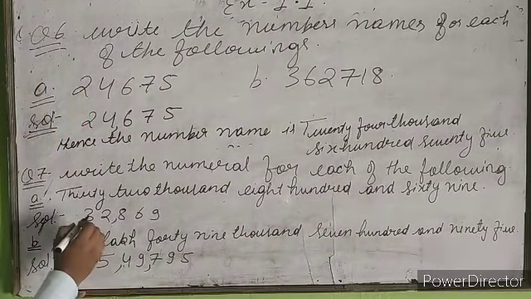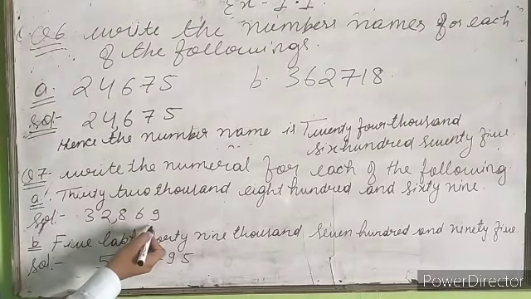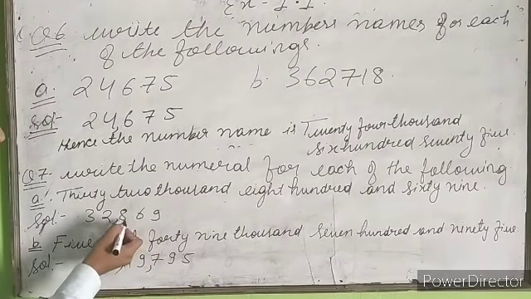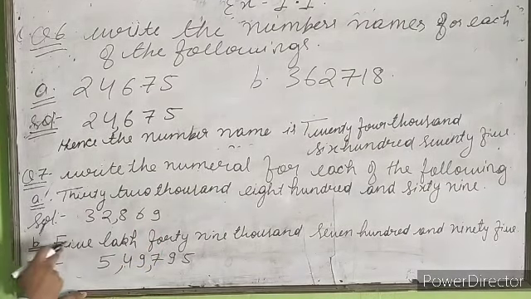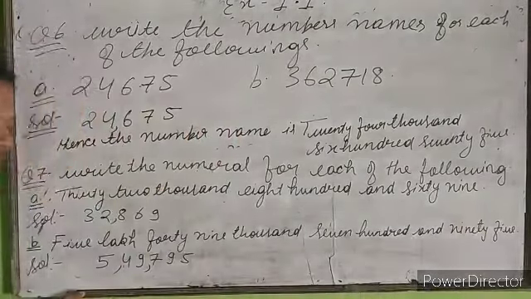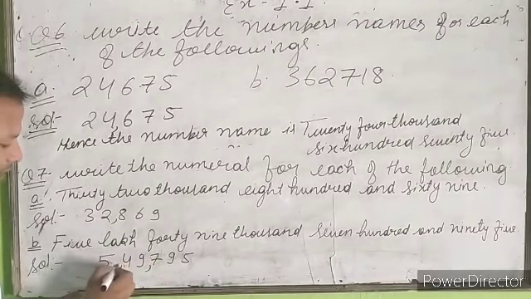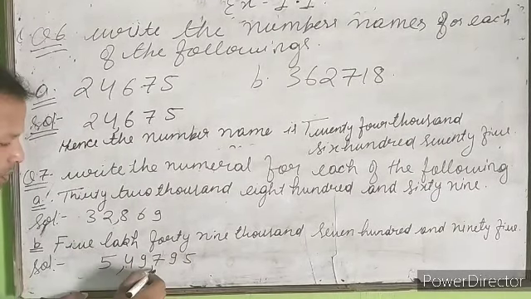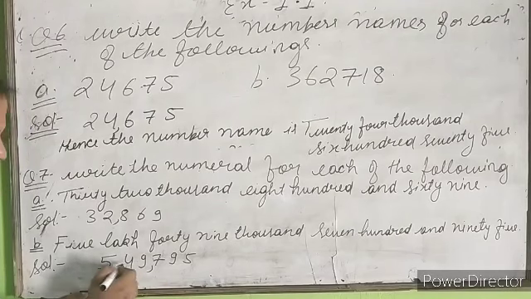32,869. Simple. Like this only you have to write, and you have to put the comma also. And in the second, 5,49,795. 5 lakh means 5,49,795, and just put the comma after 3 digits and then 2 digits according to the Indian system.